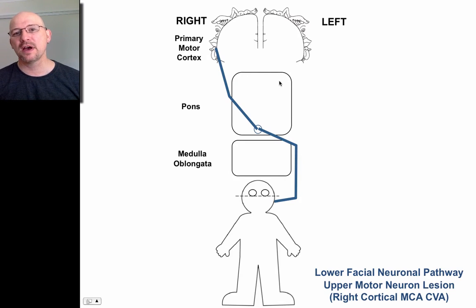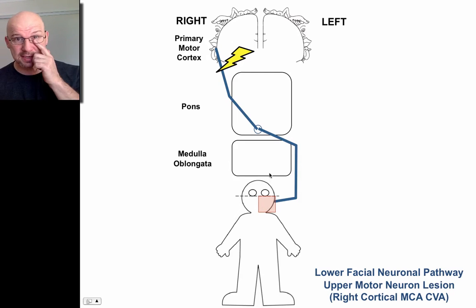So if we have upper motor neuron lesion, this again would be a right cortical MCA CVA. So if we go zap here and the middle cerebral artery is starved of blood for whatever reason, and this part of the primary motor cortex becomes ischemic or hypoxic or necrotic and doesn't work, then the signals don't come down. And since the signals aren't coming down here, and since with the lower face there's no dual innervation coming down here, then we start to have troubles with hemiplegia in the lower face. So it's the same basic idea as what's going on with the upper face. The only difference is that we don't have upper dual innervation.